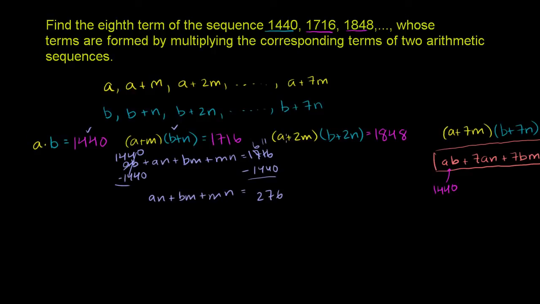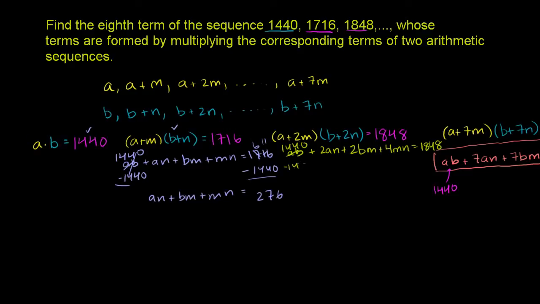I'll do it in a green. So we have A times B, which is AB, plus A times 2n, so it's 2AN, plus 2m times B, so it's plus 2BM, plus 2m times 2n, so plus 4mn is equal to 1848. Well, same idea. This AB, this is 1440.